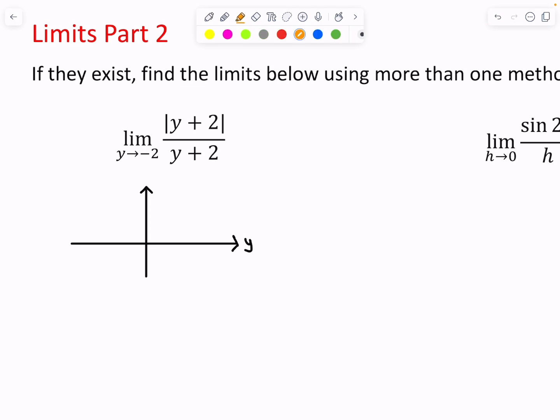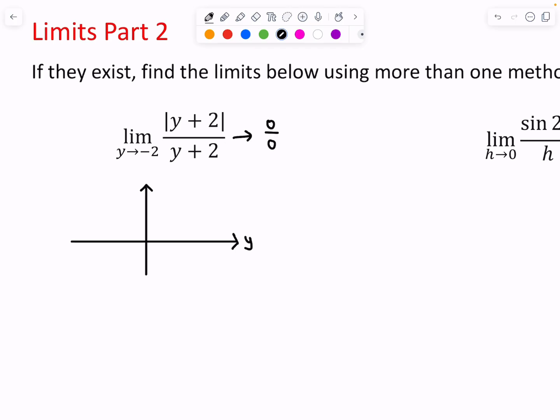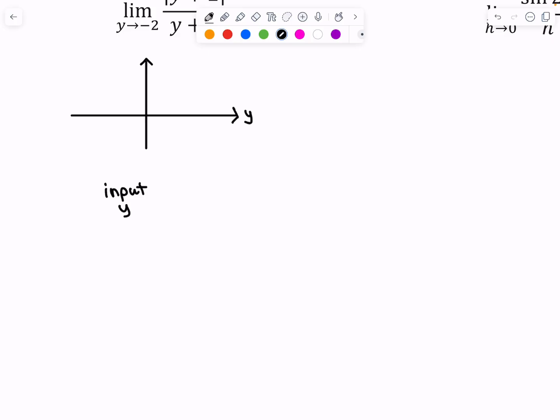Now notice that if you did plug -2 in for these two y's, you would get a 0 over 0. So more analysis is required. We're going to use a table of points, and this time we will do it by hand. So our input will be a y coordinate, and our output some other coordinate.